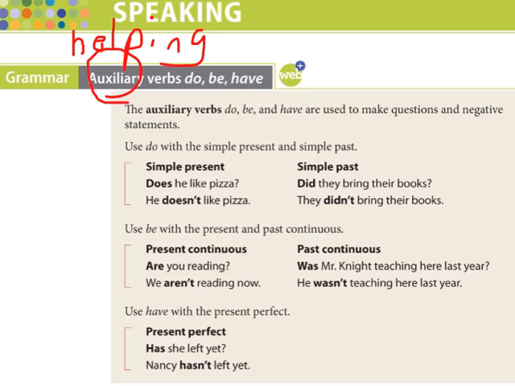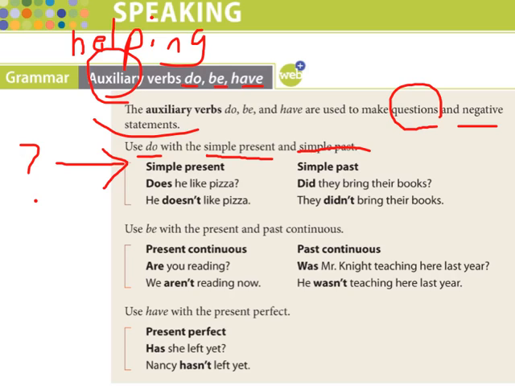And in this unit, the helping verbs we're going to work with are do, be, and have. The auxiliary verbs do, be, and have are used to make questions and negative statements. So how do we do that? Well, we do it in a lot of different verb tenses. For example, we use do as a helping or auxiliary verb with the simple present tense and the simple past tense. In the simple present tense, we use do to make questions.